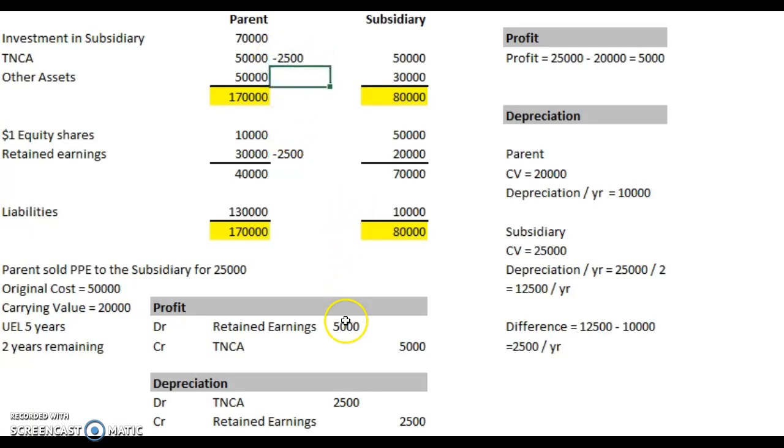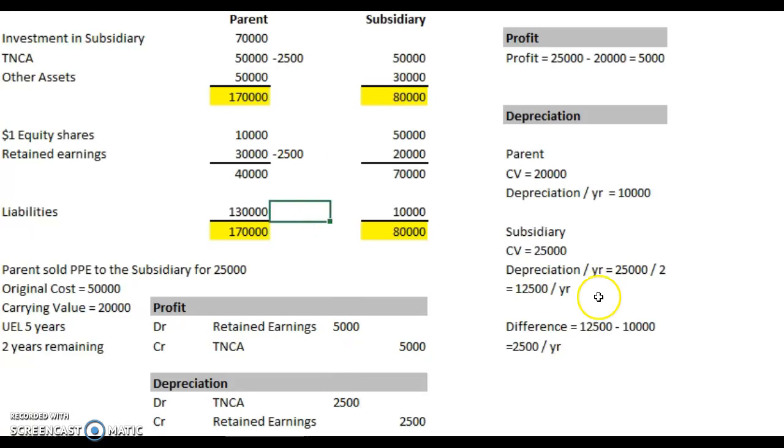There we go. So let's just go through that again. We reduced retained earnings by 5,000, and then we credited it by 2,500. So we're reducing by 2,500, which is this figure here. And tangible non-current assets, we are crediting to reduce, and then we're debiting to increase by 2.5. So that's a net change of negative 2.5.